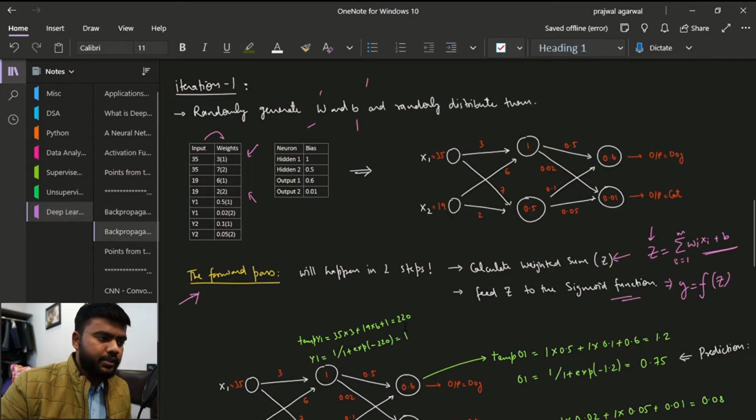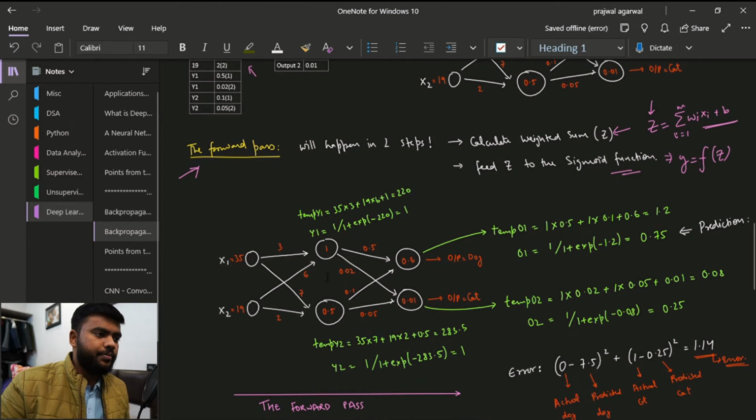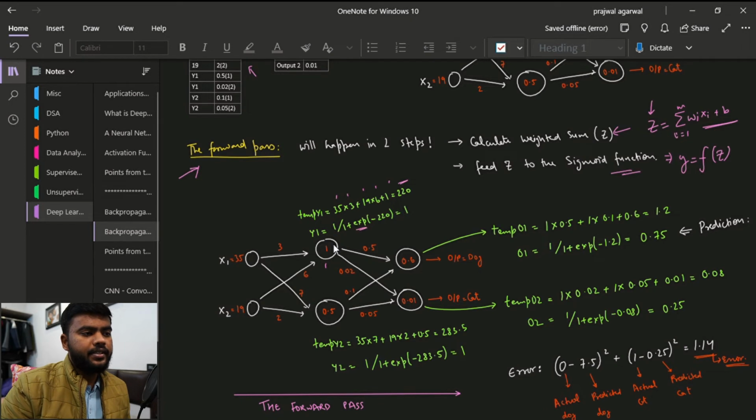So these are the two things that we need to do in the forward pass for each neuron. For example, for the first neuron, we calculate w1x1 plus w2x2 plus b. We have this value, and then we feed this value inside the sigmoid function, and we get the value s1.